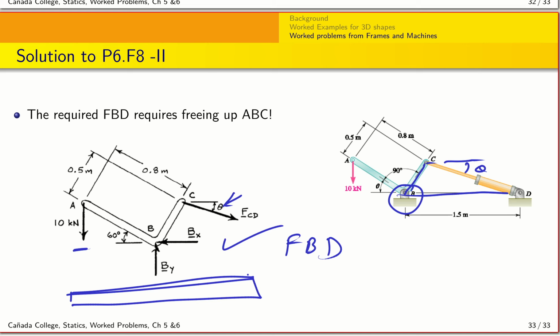Okay, so hopefully you have more examples in front of you to build your confidence working through problems, both for the 3D center of gravity and centroid calculations, as well as frames and machines.